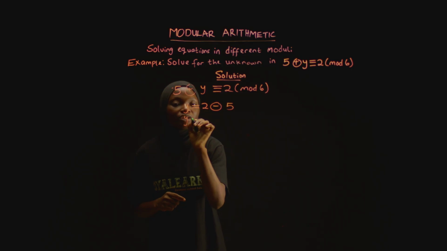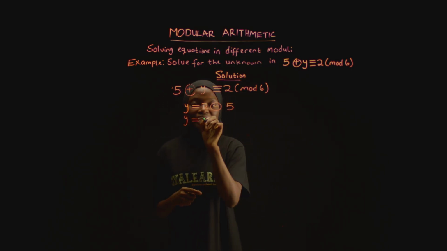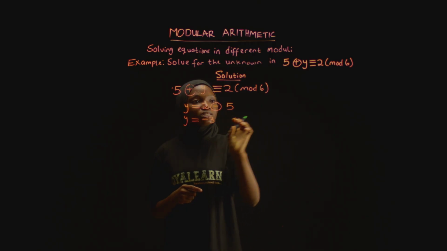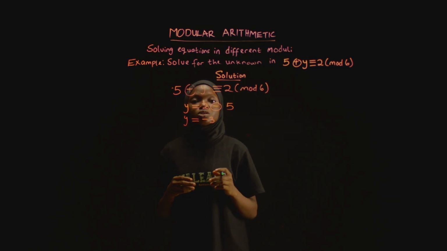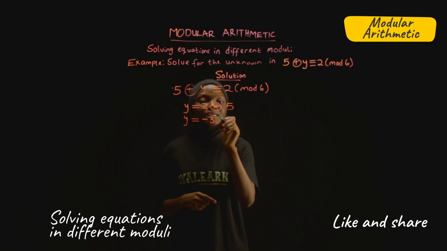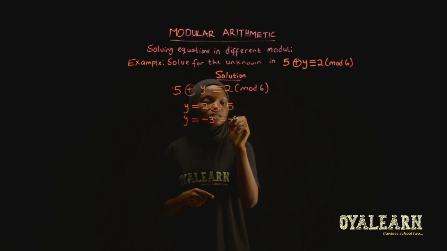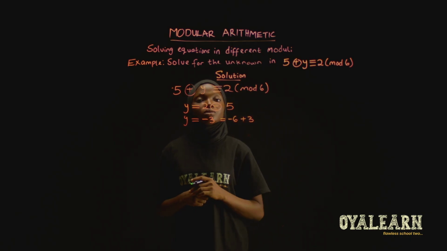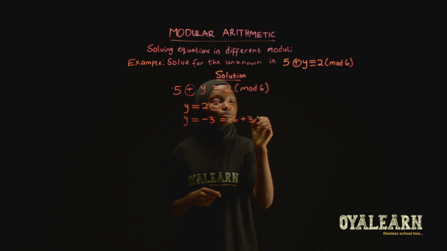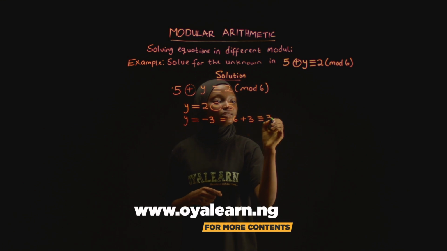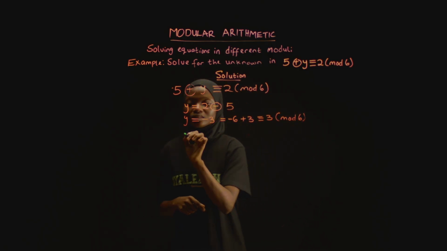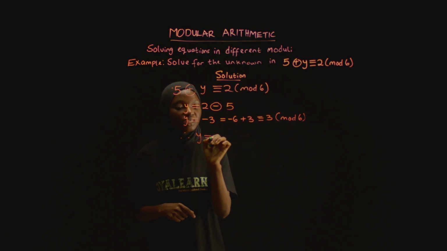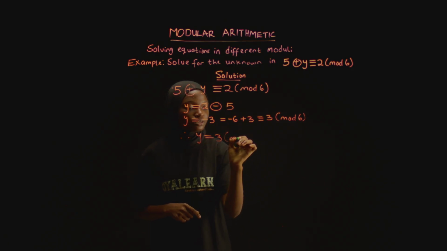And we have y equals 2 minus 5, which gives us negative 3. But we have to convert it to a number we can have in mod 6. And to do that, we express this as the sum of a multiple of 6 and a positive integer. And minus 3 here is the same as having minus 6 plus 3. And that means this is equivalent to 3, the remainder, in mod 6. So that is, therefore, y equals 3 in mod 6.